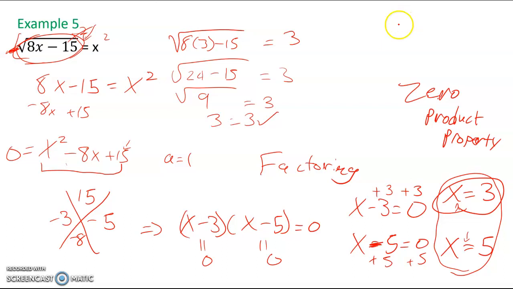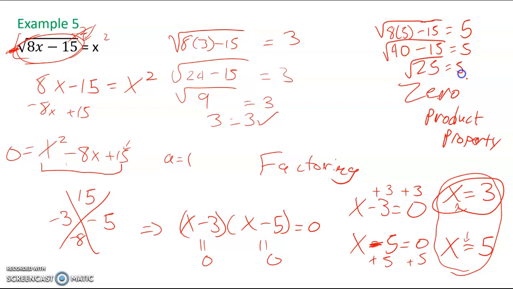And then if we check out our number 5, let's see, we're going to get the square root of 8 times 5 minus 15. I multiply the 8 times the 5, I get 40, minus 15. 40 minus 15 is equal to 25 under the square root, which is indeed equal to 5. So both of these answers are good solutions for my radical equation there.